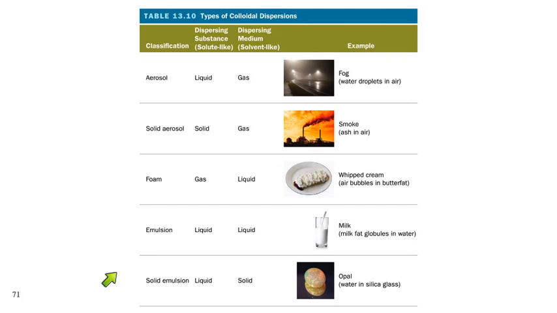And then you can also have solid emulsions. Here you have a liquid suspended in a solid. An opal is a silica glass that has water suspended in it, and that's what gives it its pearlescent appearance.